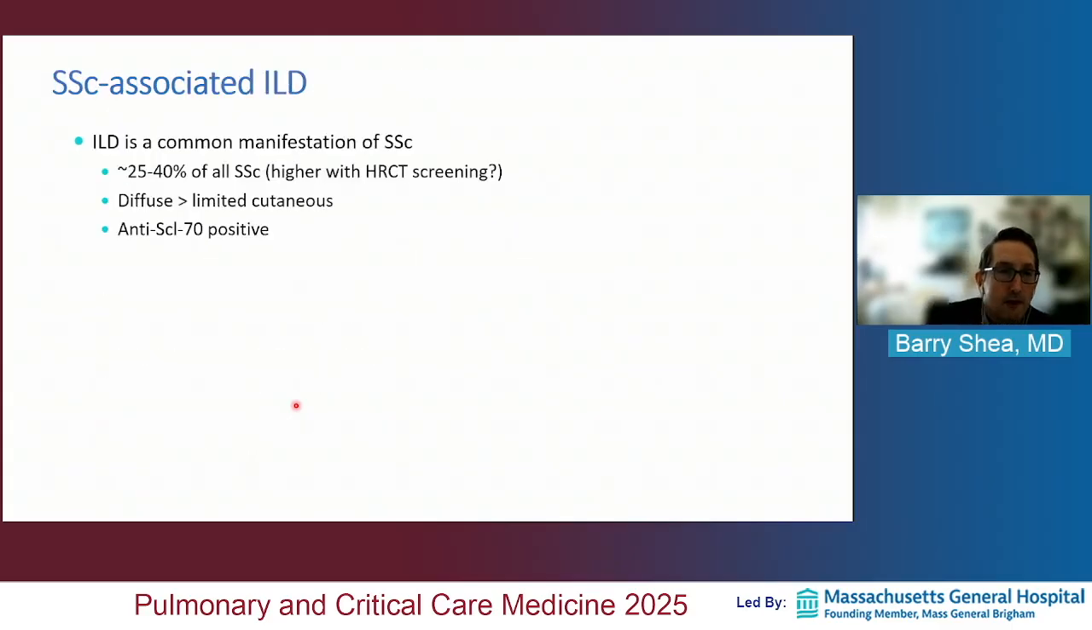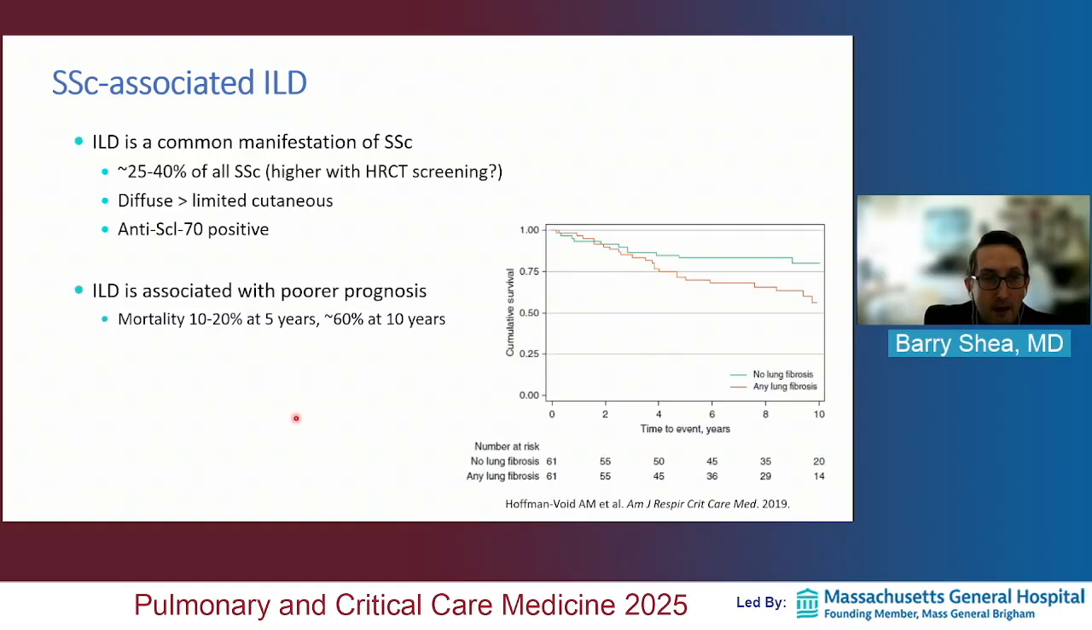So let's move on to scleroderma. So scleroderma or systemic sclerosis is a connective tissue disease where ILD is very common, up to 40 or 50% even have interstitial lung disease at some point over the course of their illness. It's more common in those with diffuse cutaneous involvement or those that are anti-SCL70 positive, but it can really occur in any subtype of scleroderma.